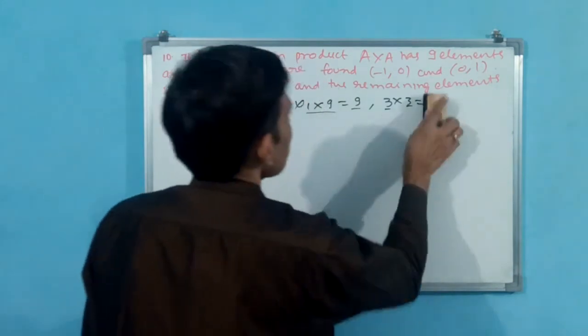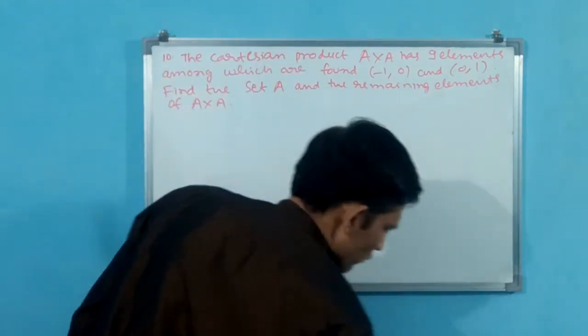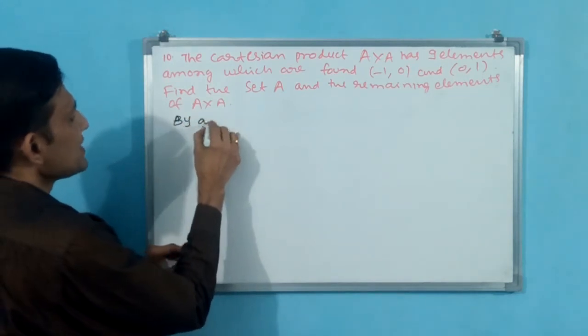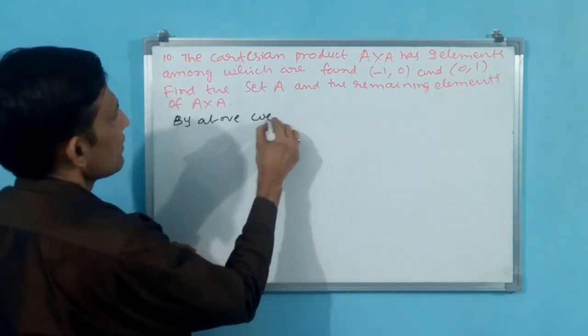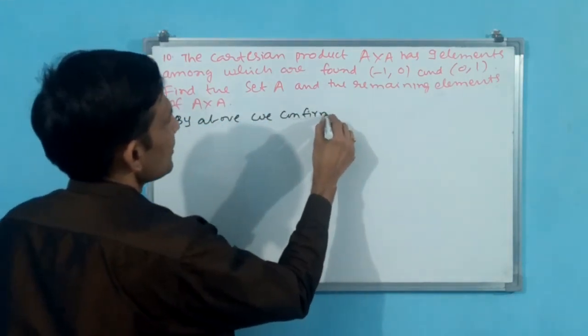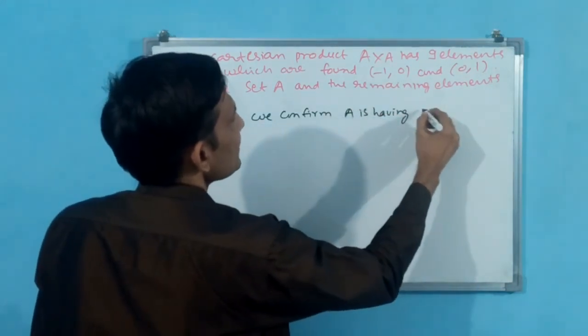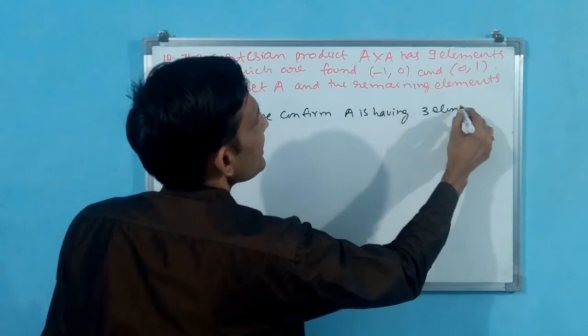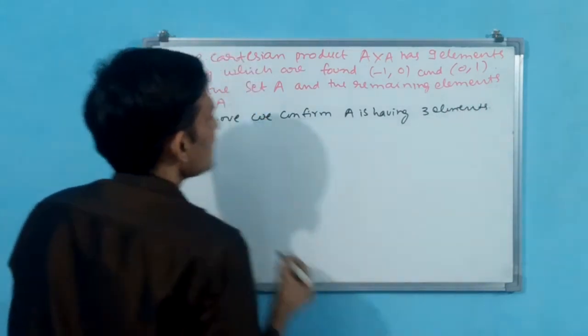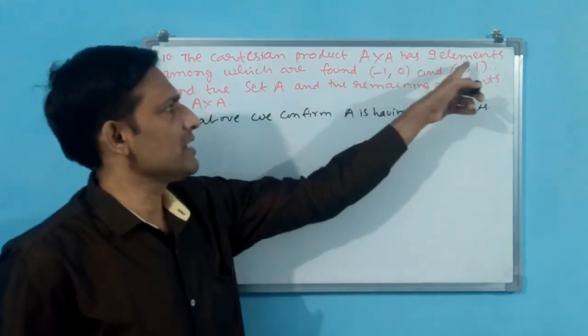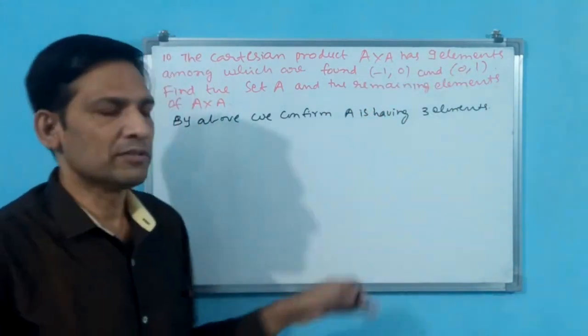Okay. Now we can write that by the above, we confirm A is having 3 elements. Okay, 3 elements, we confirm. Why? Because A cross A is 9, which means we should have 3 elements.